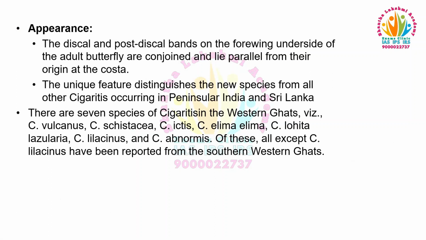In these butterflies, the discal and post-discal bands of the forewing underside of the adult butterfly are conjoined and lie parallel from their origin at the costa. This unique feature distinguishes the new species from the other Sigaritis occurring in peninsular India and Sri Lanka. Seven species of Sigaritis, including Sigaritis vulcanus, Chitrasis, Isitis, Seleme, Elima and Lohita, have been reported from the southern Western Ghats.